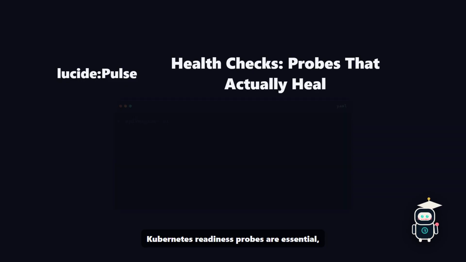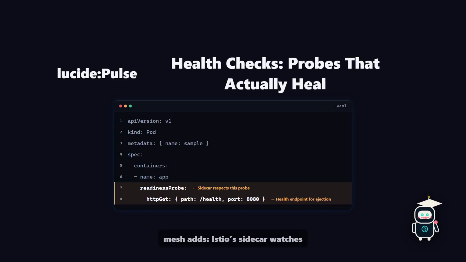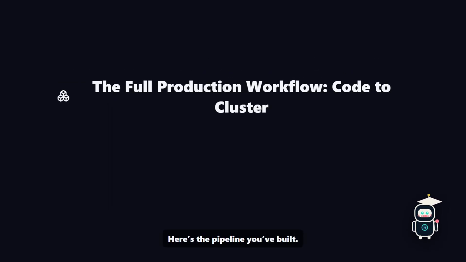Kubernetes readiness probes are essential, but here's what a service mesh adds. Istio's sidecar watches those readiness signals and instantly removes an unhealthy pod from its load balancing pool. Without the mesh, a pod that's stuck but still technically alive might keep receiving requests even after you think Kubernetes isolated it, because some load balancers or service meshes don't respect the probe. With Istio, the sidecar enforces health-based routing at the edge of every pod, making your probes not just diagnostic but truly healing.